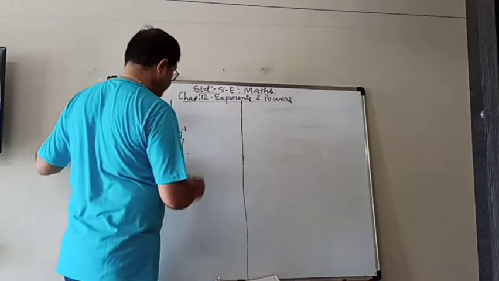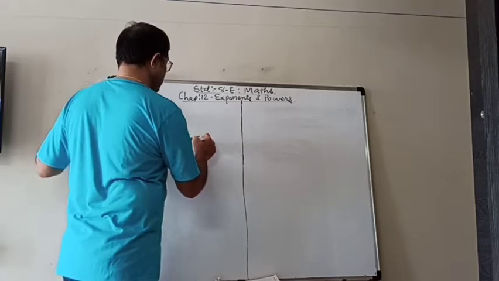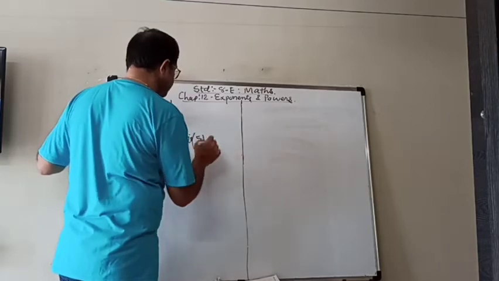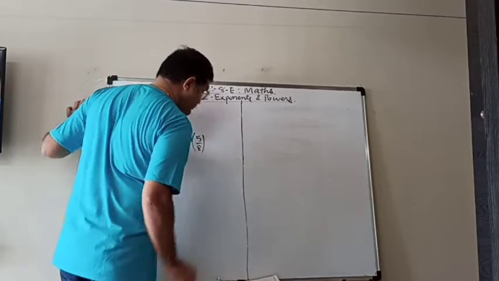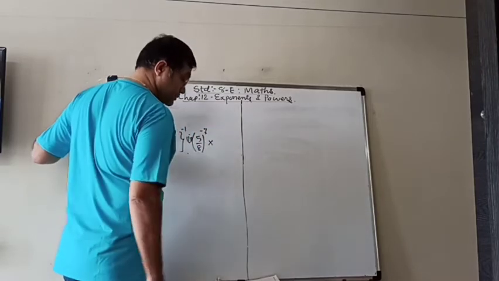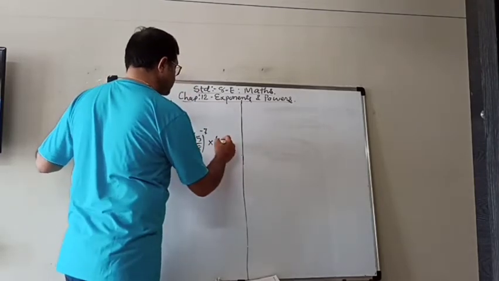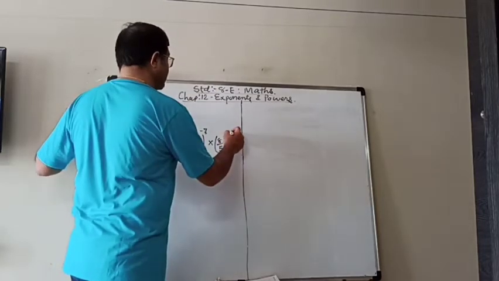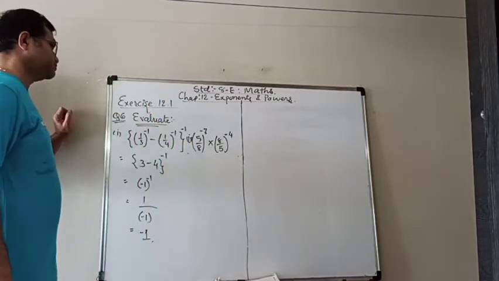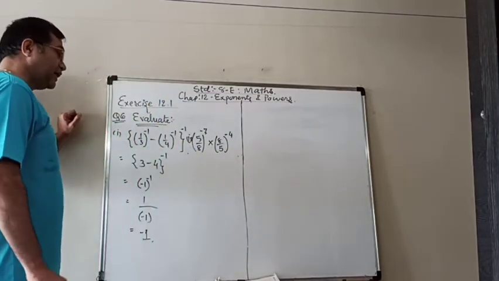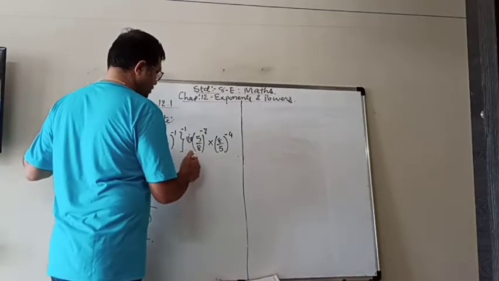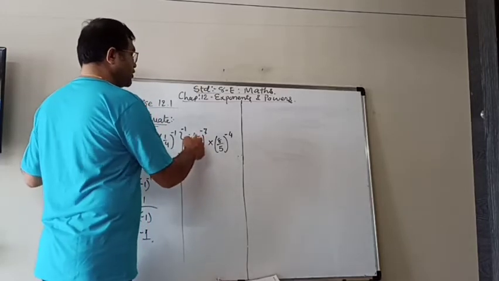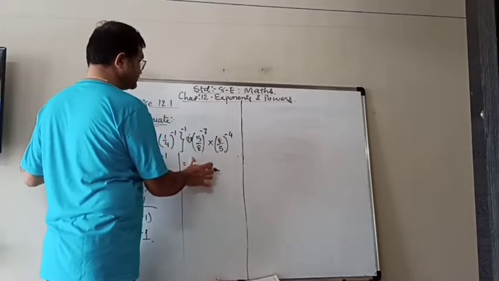What is the second one? (5/8) raised to the power minus 7, multiplied by (8/5) raised to power minus 4. Here you can see that it is 5 by 8 here and it is 8 by 5 here.